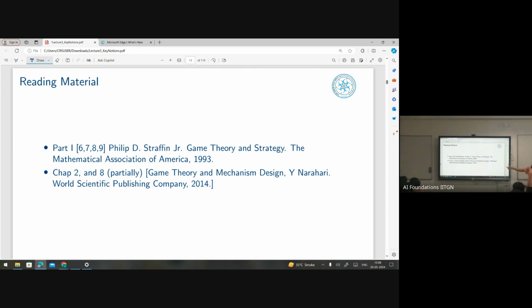Yeah, Narahari's book. I have really used borrowed content from chapter 2 and partially from chapter 8. Chapter 8 is the utility theory chapter. Chapter 2 is, I suppose, the key notions, what is common knowledge, etc. These have very, very nice things, so you should definitely read this. So in part 1, 6, 7, 8, 9, heavily 9, this is what you should refer to for today.